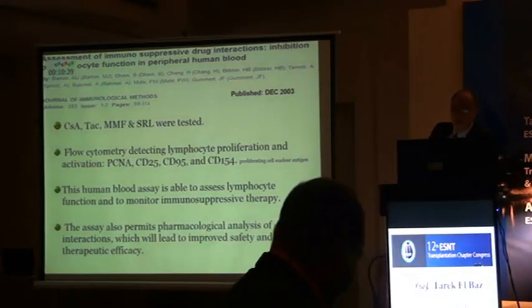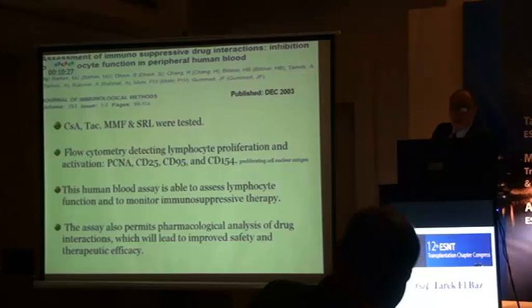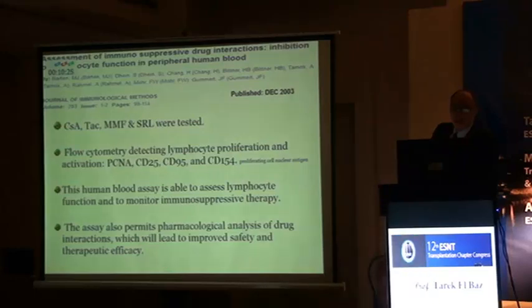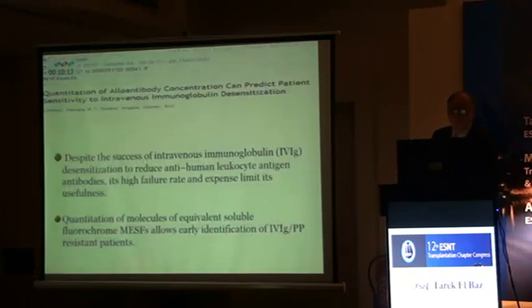So according to this publication, using flow cytometry to detect these various molecules is helpful in assessing the activity of immunosuppression in general. As you can see, more than one drug has been tested.